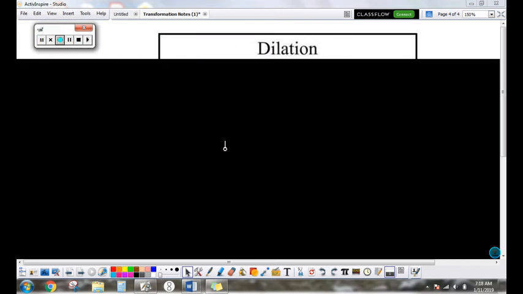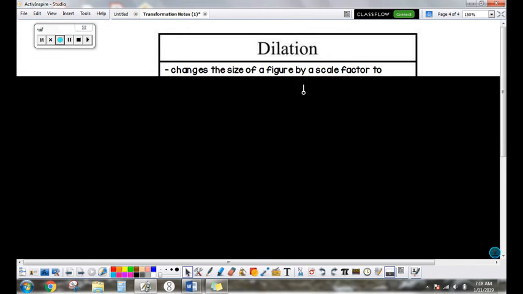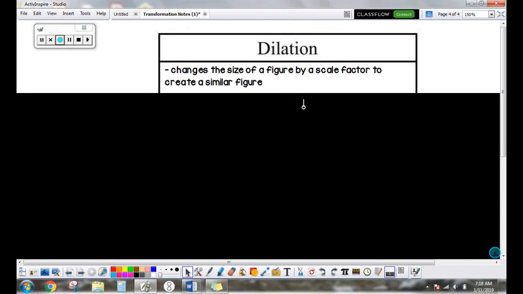Today we're going to be moving on to dilations. So we've already talked about translations and reflections. So the next one is dilations. Now a dilation changes the size of a figure by a scale factor to create a similar figure. Now remember, when we talked about scale factor before, that's when we're using multiplication to help us solve these problems.